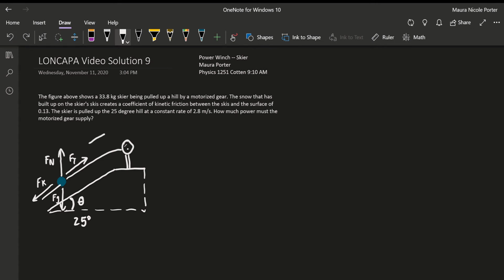So the reason that I'm not doing an acceleration vector is that this says that we are going up the hill at 2.8 meters per second, but it's constant. So because it's constant, what that is going to mean is that our acceleration vector is 0 meters per second squared, because velocity is constant.